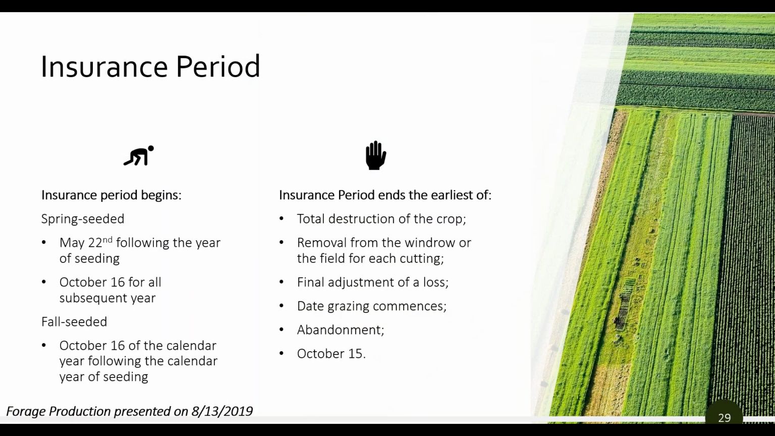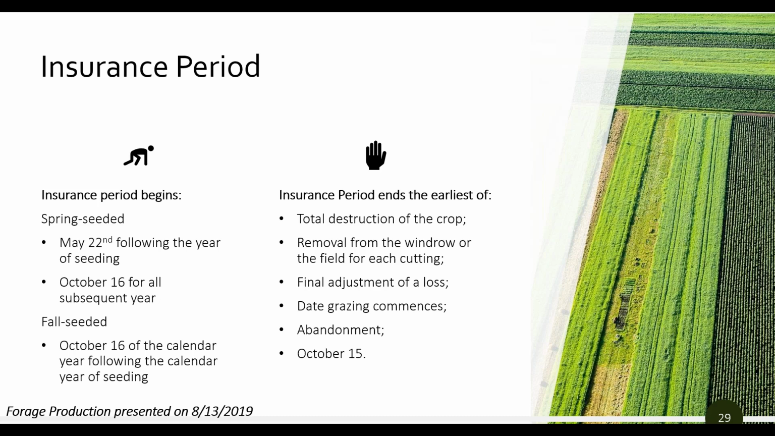The insurance period begins for the spring seeded. That's the stuff we seeded back in my example in May. It's the May 22nd following the year of seeding. So if you seeded a crop in May 2019, May 22nd of 2020 is when the insurance period would begin for that forage. For the August example that I had earlier, it'll be October 16th for all subsequent years. So we're looking at that for October 2020.